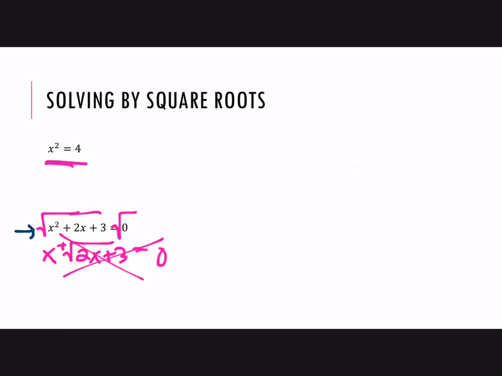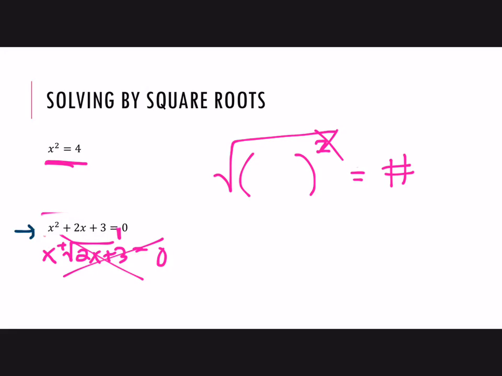So our goal here in order to solve by square roots, we just need to rewrite this equation in the format where we have something squared equals a number, and that way we can square root and end up with an expression that doesn't have this square. In other words, we're just trying to rewrite the equation so that everything on the left-hand side is squared, so that when I square root it, that will go away.